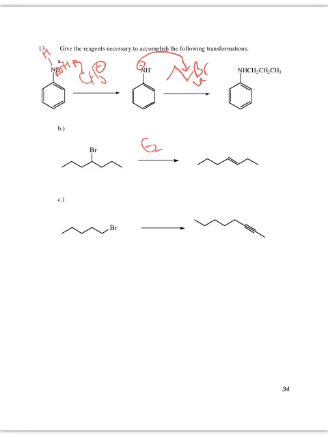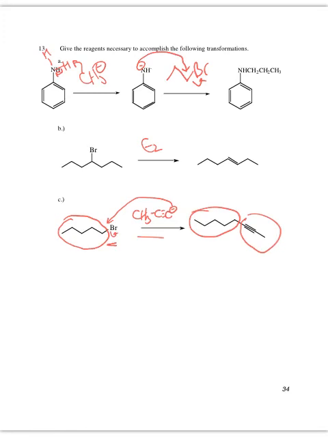And then the last one here, we see that these 5 carbons are these 5 carbons, so we need to add this onto it. We have the leaving group, so all we need is a good nucleophile to do the SN2 on that, so we would need the methyl acetylide to attack that.